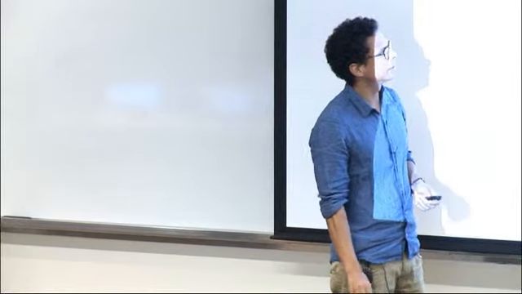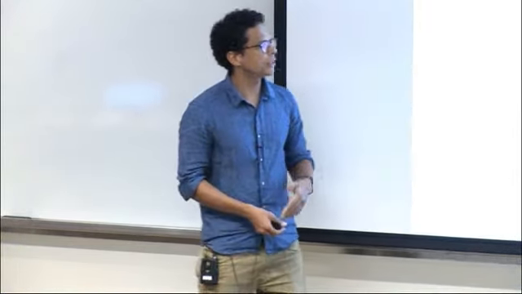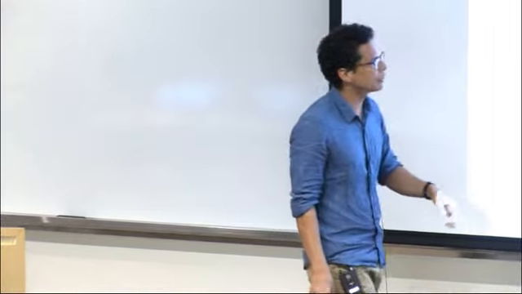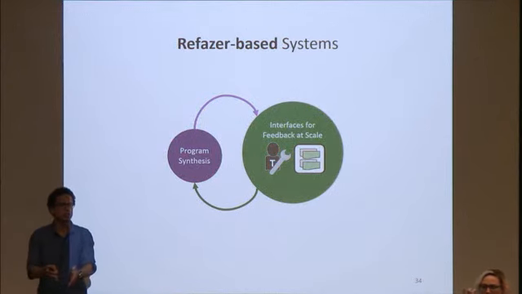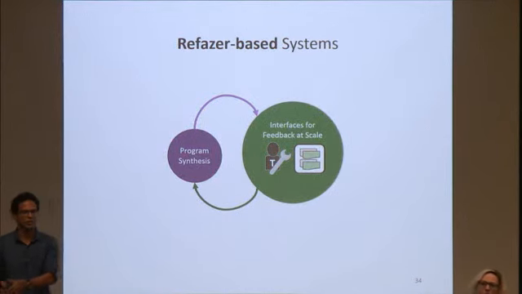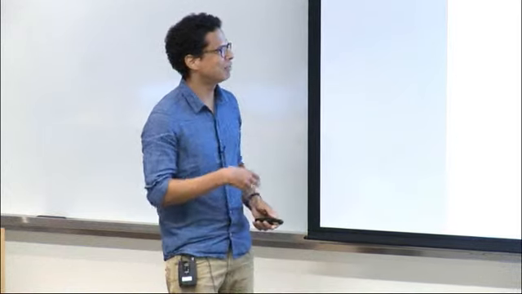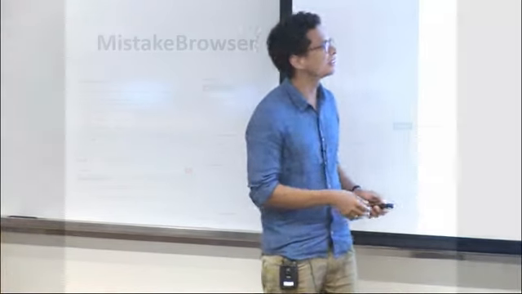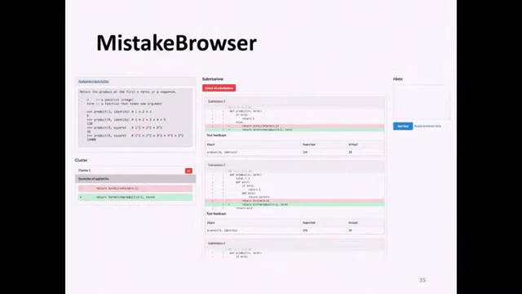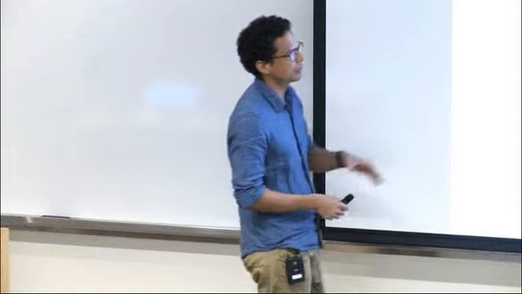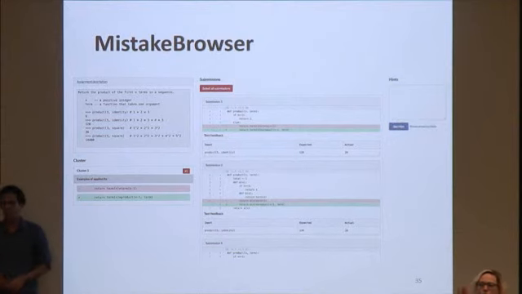So after finishing the work, we started to build some tools on top of that, especially in the education domain, because we don't want to just give the answer to the student, saying, hey, change this to that. So we built some tools that try to give high-level feedback to the students. The first one is Mistake Browser, which basically allows the teaching staff to browse all the mistakes that were made by the students, clustered by the transformation that we learned.